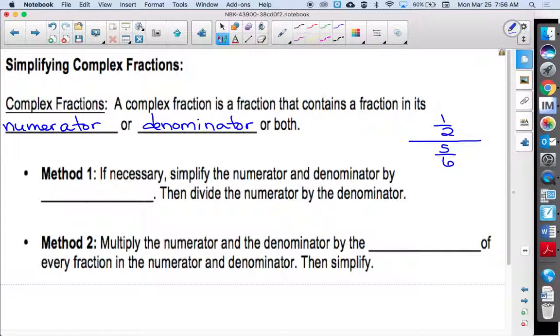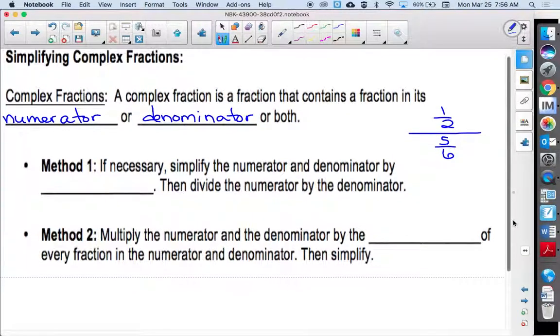The fraction bar, the main fraction bar, that really means divide. So when you have a fraction and you have the fraction bar, you're really taking the top number divided by the bottom number. Well, in this case, we're taking a fraction divided by another fraction, and that's called a complex fraction, once you have a fraction inside of it.